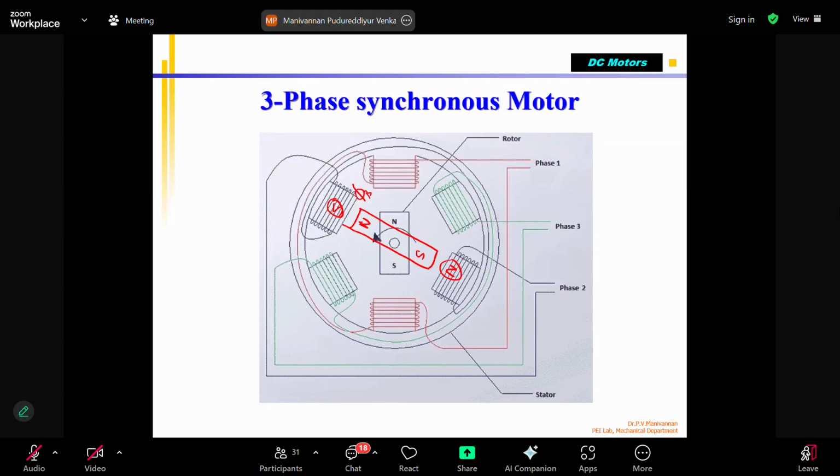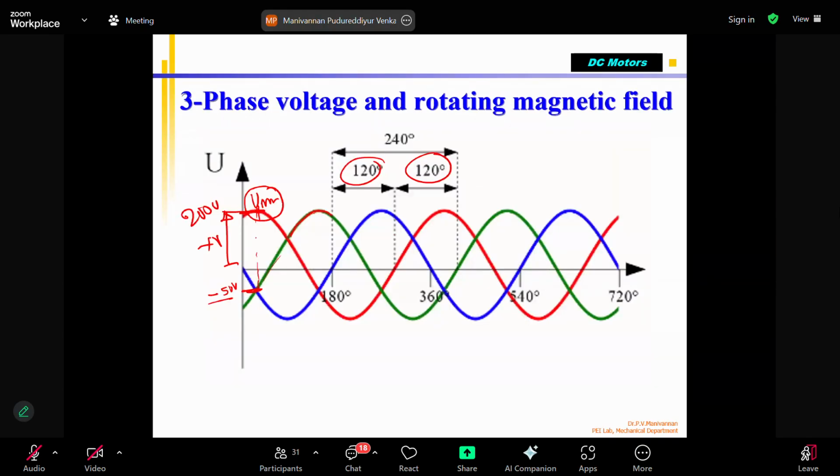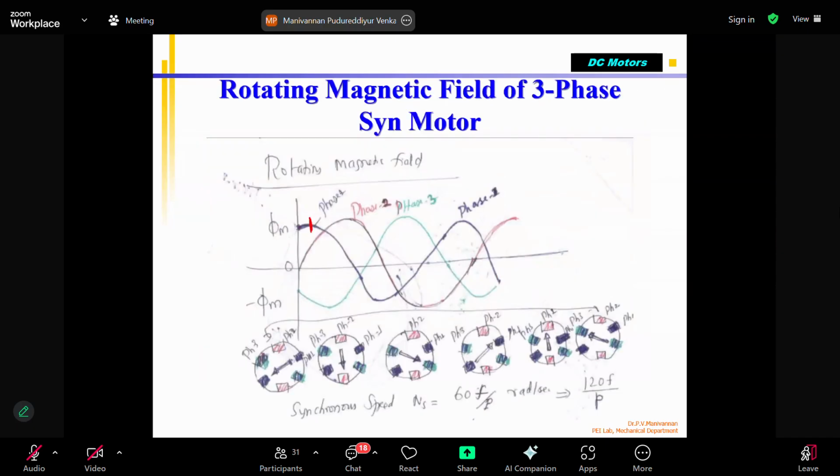So it aligns. Afterwards, you can see the next phase. Actually, what is shown here as blue, instead of red, you can imagine. There's no need to go back; we can use this itself. So this is the blue phase, I call it phase 1. This is the red and this is the green.